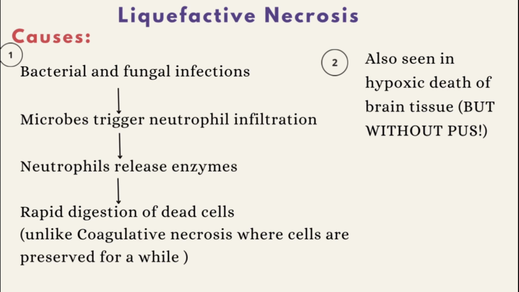The second one is liquefactive necrosis. It is seen in cases of bacterial and fungal infections. Since microbes trigger neutrophil infiltration, the neutrophils release enzymes, so there will be a rapid digestion of the dead cells, unlike coagulative necrosis, where the cells are preserved for a while. It can also be seen in hypoxic death of the brain tissue, that means lack of blood supply, but still there won't be any pus because there is no infection.